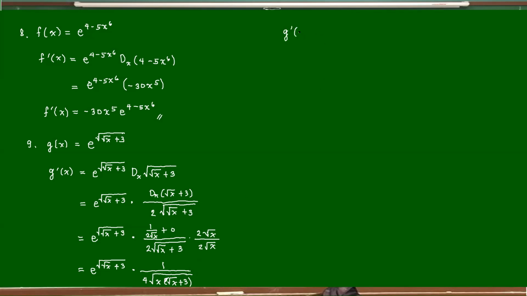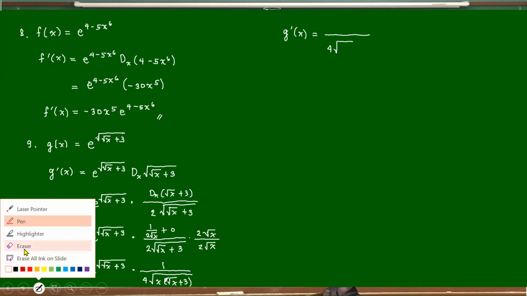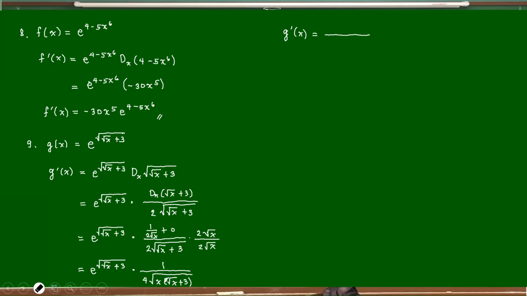Or finally, if you want to write it in a much better form, we have 4 square root of x times square root of x plus 3. So this is the inside. That's the denominator. The numerator is e raised to square root of x plus 3. Okay, guys? That's it. So that's the derivative.